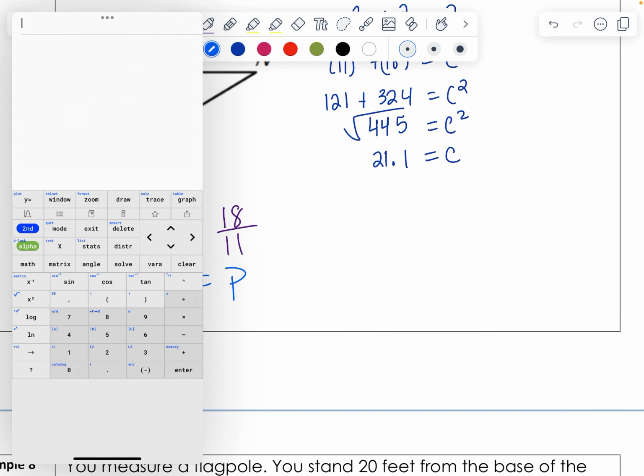So when you type in the inverse tangent of 18 over 11, it will actually give you the angle measure. The inverse buttons on this calculator are just above the regular buttons. And notice the inverse notation is to the -1 power, so that's what you're looking for. So 18 over 11 gives me P is about 58.6 degrees.